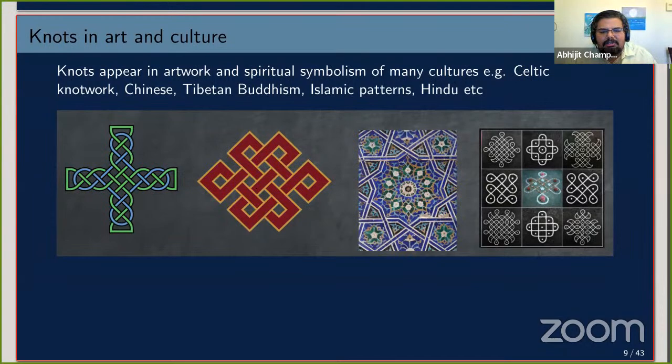This is something called an endless knot, which comes up in Buddhism and in Chinese symbolism. This is something from some Islamic artwork. And this is, of course, the kolams of India. And you can see there are all these four-valent graphs, and knot theorists like to think of them as knots. And you'll see in a few slides why.